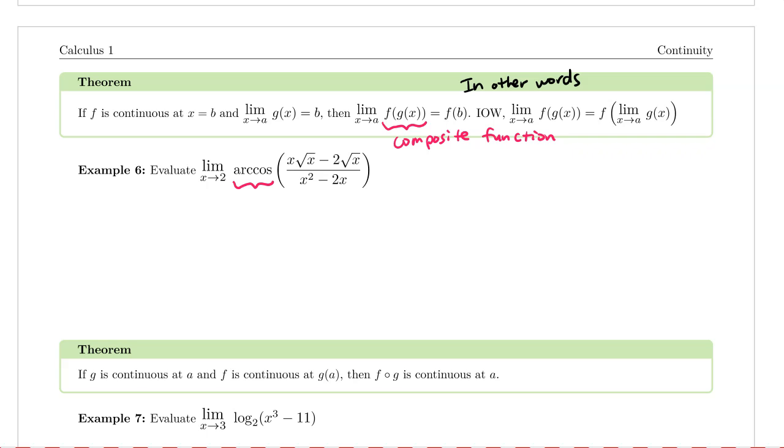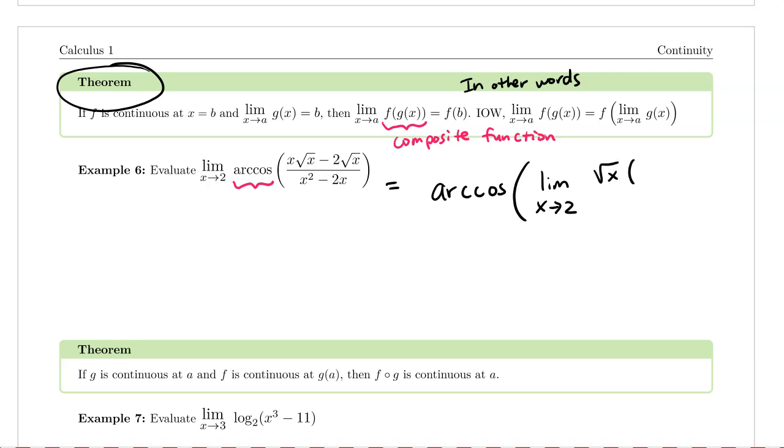And so what we can do is apply this theorem right here, and we could rewrite this limit as the arc cosine of the limit as x approaches 2 of the inside function. In the numerator, I'm going to factor out the square root of x. If I do that, that leaves me with x minus 2. In the denominator, I'm going to factor out x, and that would leave me with x minus 2 as well. And notice that we can cross those out.